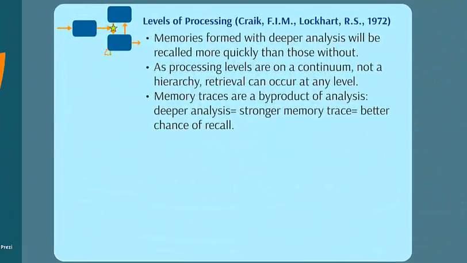Levels of processing also affect the speed and efficacy with which items can be recalled. Memories formed with deeper analysis will be recalled more quickly than those without. As processing levels are on a continuum, not a hierarchy, retrieval can occur at any level. Memory traces are a byproduct of analysis. Deeper analysis equals stronger memory trace equals better chance of recall.